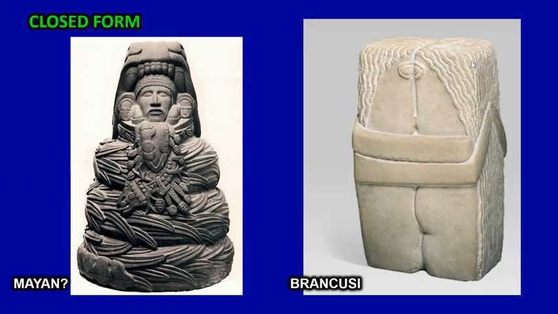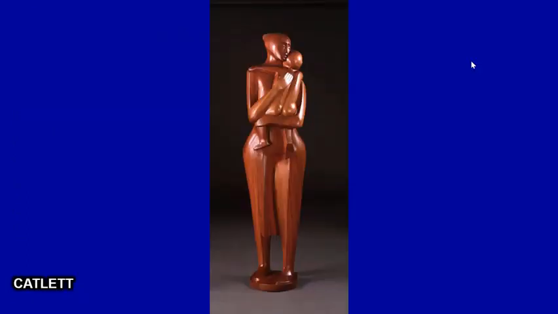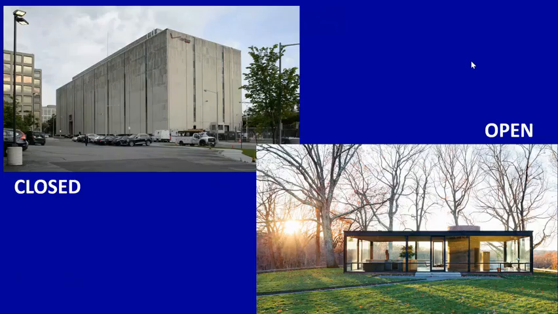And you can see it again. This Mayan sculpture of Quetzalcoatl is very closed. It doesn't look friendly at all. And the Brancusi is very closed. It almost looks like a cube, and it looks very rock-like. This Catlett sculpture is closed. As you walk around this, you're only seeing the backs of people, not the fronts of people. So it's a very closed off form.